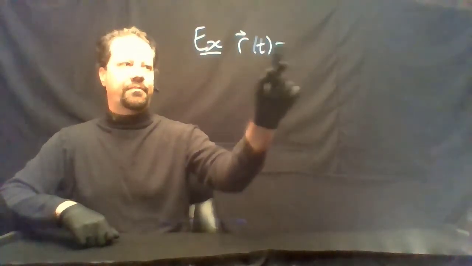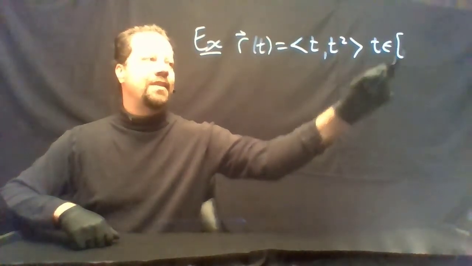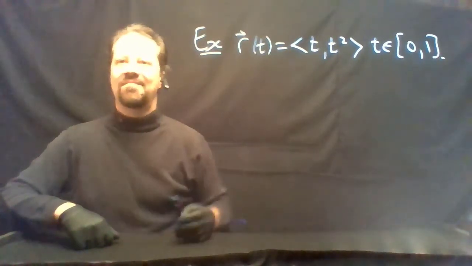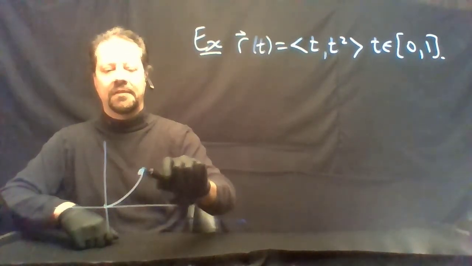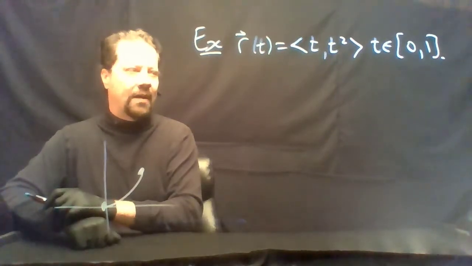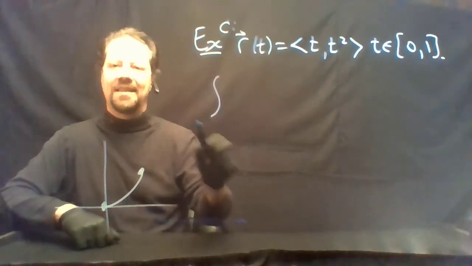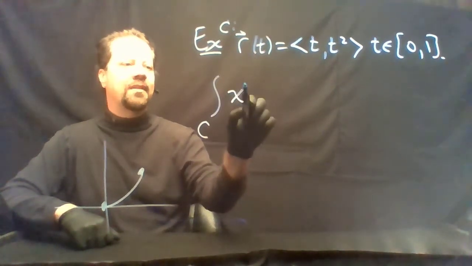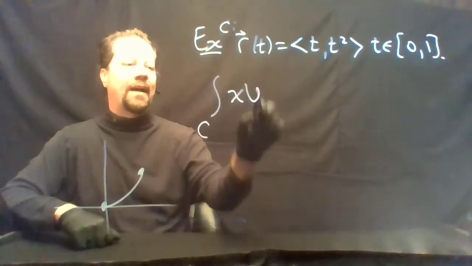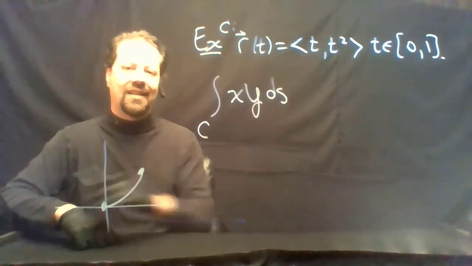Let me give you an example. Suppose I give you the parametric curve t, t squared, where t takes values in the interval, say, 0 to 1. This gives me a nice little piece of parabola in the plane from 0, 0 to 1, 1. And with my curve defined by this parametric curve, I'd like to integrate over the curve, let's say x times y ds. How do I evaluate this line integral?